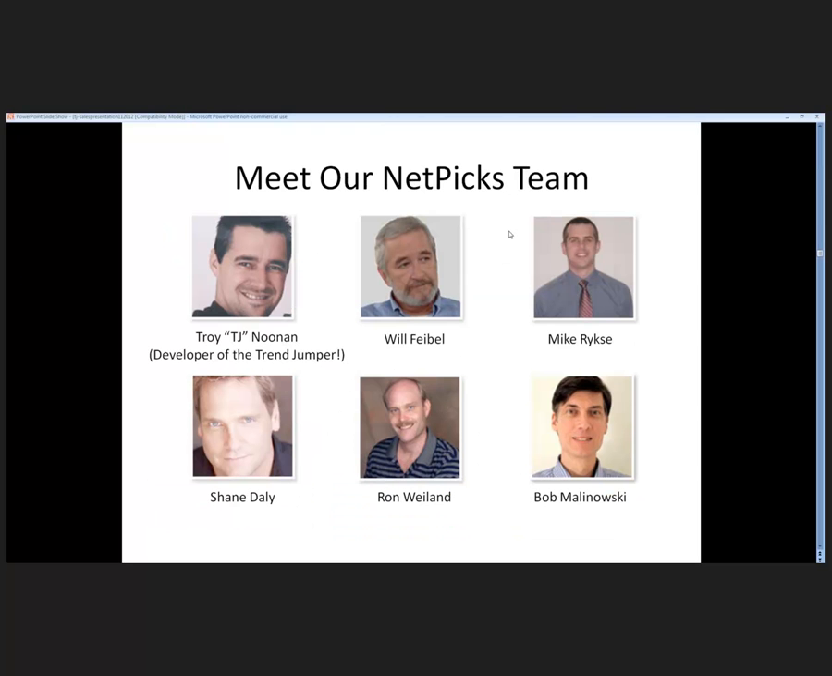A lot of you know the team, since this is more of a family release of the Trend Jumper. You probably have interacted with some of these folks besides myself and Brian. Troy, top left, he's the developer of the Trend Jumper, and you'll be hearing a lot from him today. And of course, Will, our main programmer, and Mike, our stock and options guru, and Shane and Ron, our great support guys, and Bob.